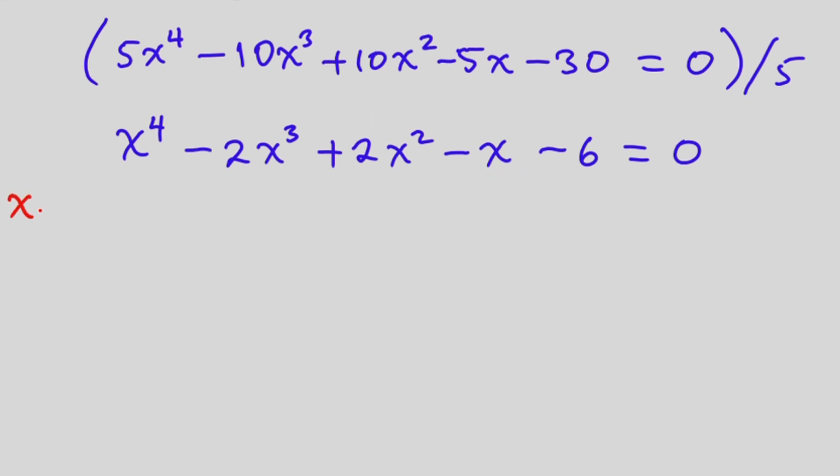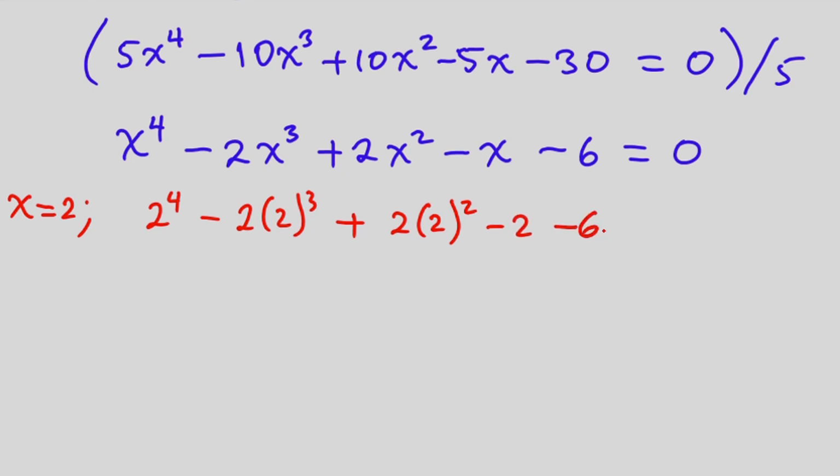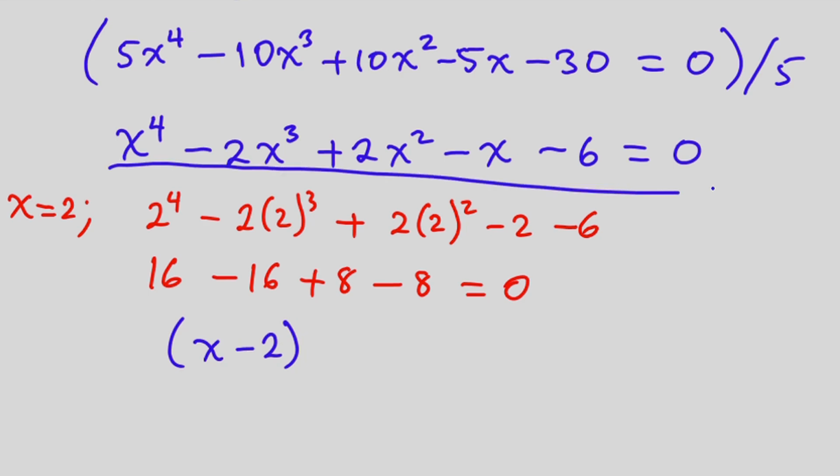Now let's test and see whether x equal to 2 will make the equation equal to 0. We're going to have 2 to the fourth power minus 2 times 2 to the third power plus 2 times 2 to the second power minus 2 minus 6. Let's see whether this will be 0. We have 16 minus 16 here. Then we have positive 8 minus this, and this will give us negative 8. And of course, we see that this is equal to 0. So we can just say that x minus 2 is a factor of this equation right here.